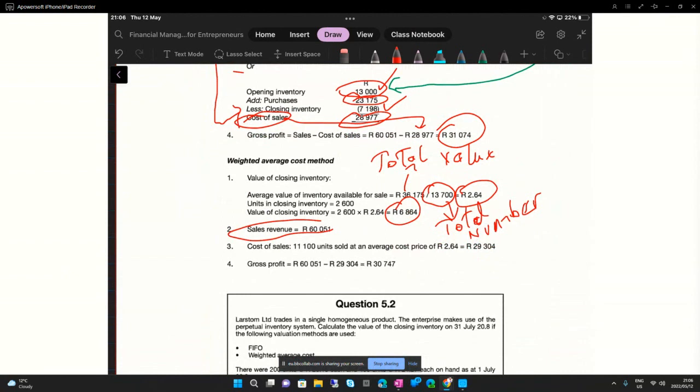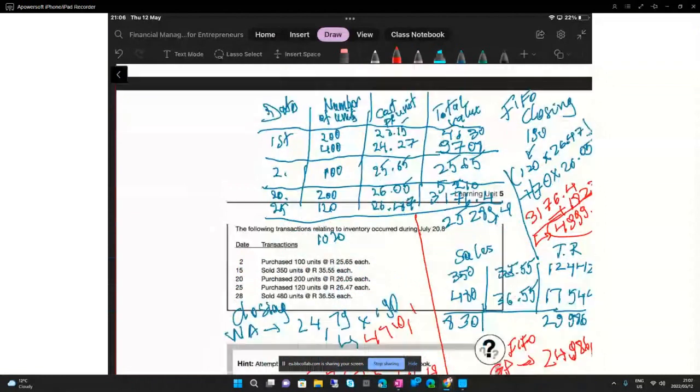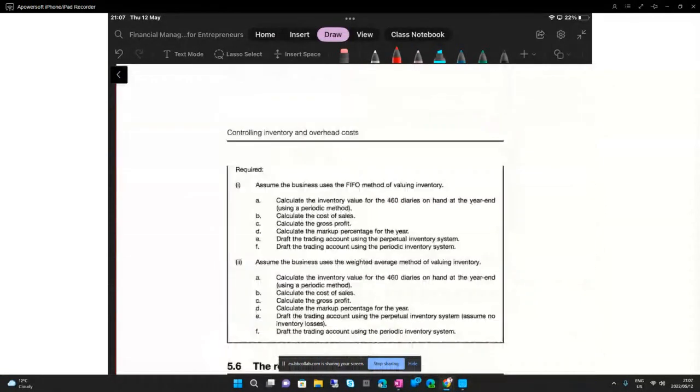And the cost of sales for those 11,100 units will be at the average cost. And like I said, the total revenue stays the same. It's only the cost here, depending on the methods and the inventory system. So you have to combine the method as well as the inventory system. All right, so that was as easy as it is.